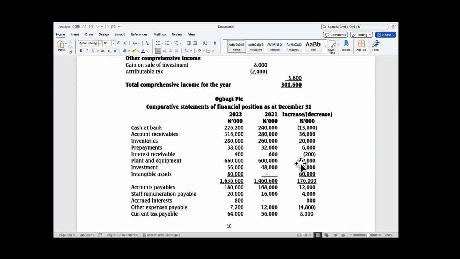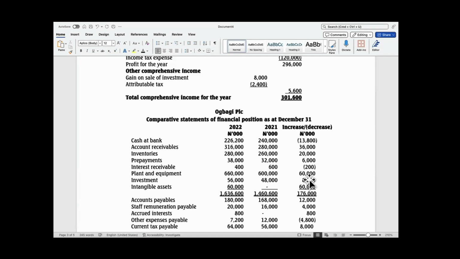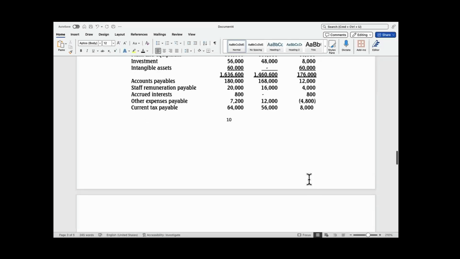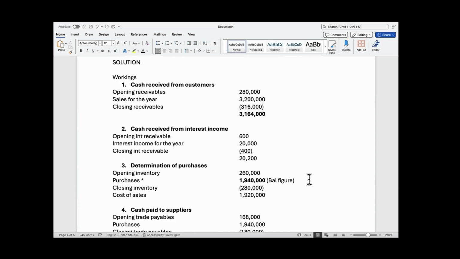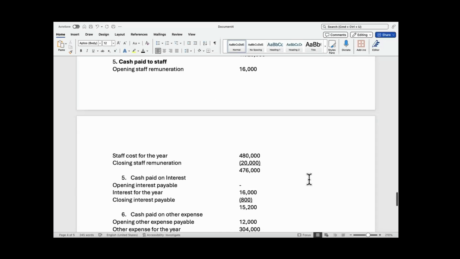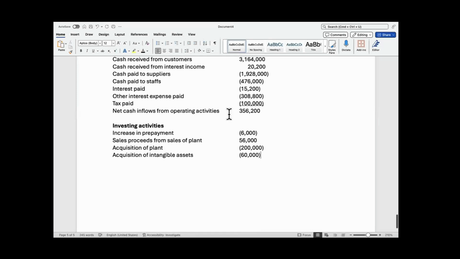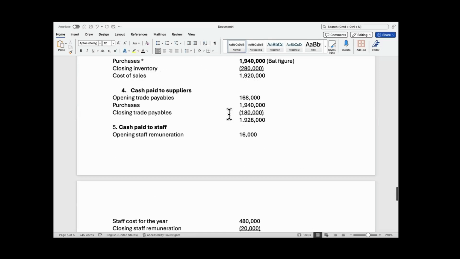That is 8,000. So what I'm saying is that I don't know if you would be able to link this 8,000 with this 8,000. But even if you don't, it does not really matter. Even if you put the 8,000 in cash flow, it does not matter because in the exam, it's tick, tick, tick, tick. They just give you tick, tick, tick. So that's that investment.